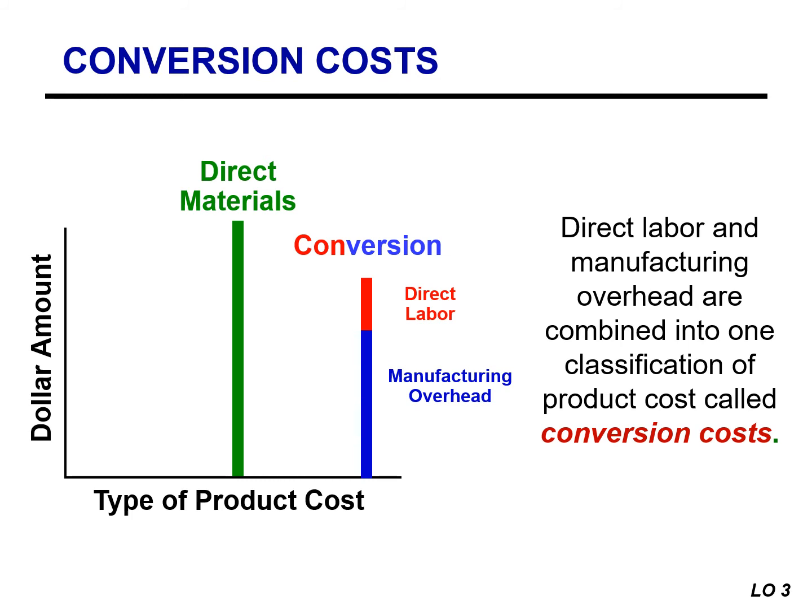One more thing to consider. Direct labor and manufacturing overhead usually are incurred continuously throughout the process, whereas direct materials are usually placed into production at one or more discrete points in the manufacturing process.